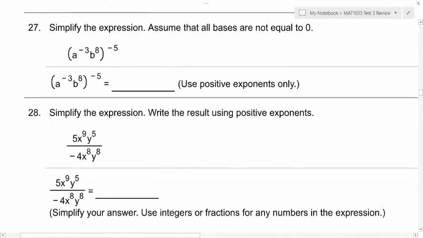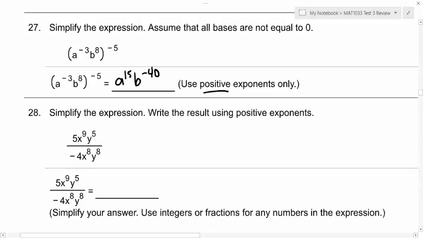Distribute the negative 5 to the exponents. So what would that give us? A to the 15th. Mm-hmm. And then b to the negative 40. Okay, is that my final answer? No. No, why not? Because there's a negative exponent. Mm-hmm. And it says use positive exponents only.